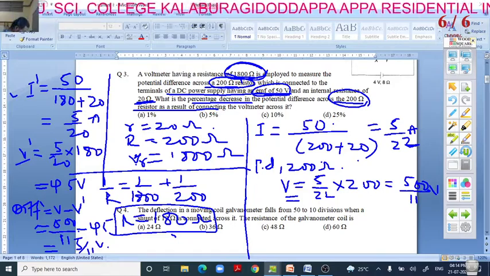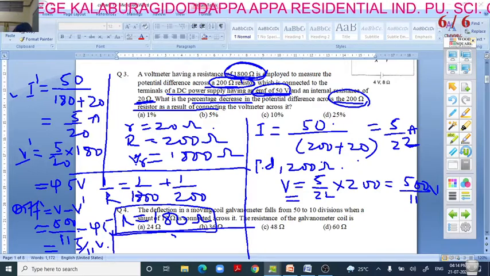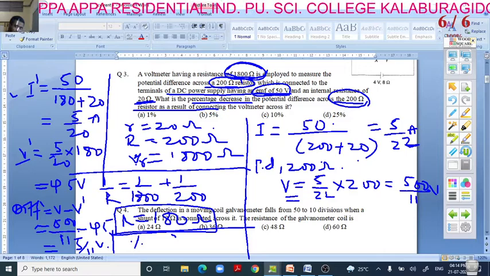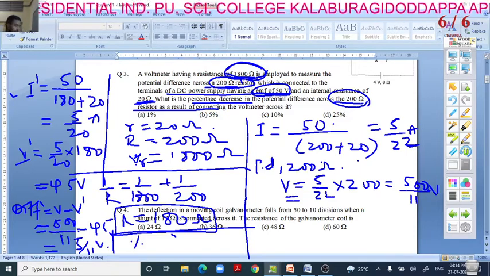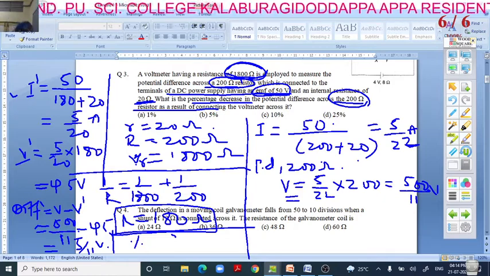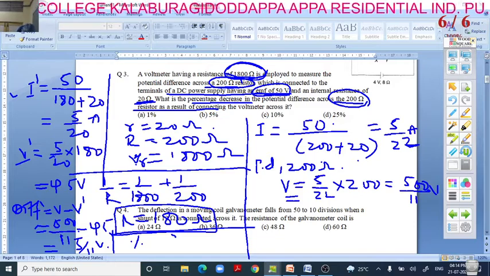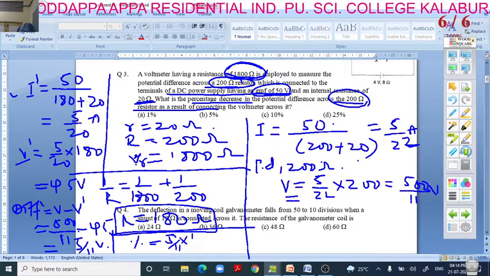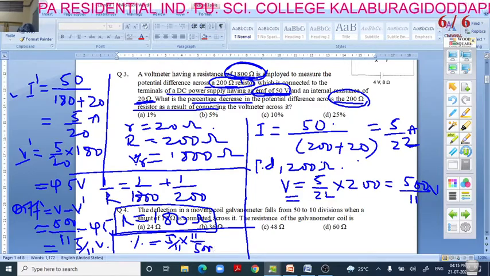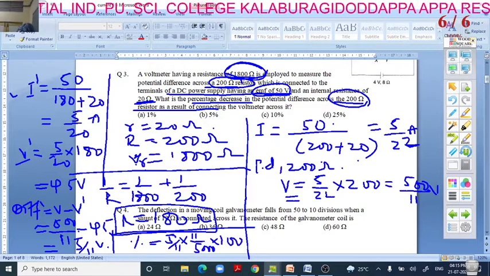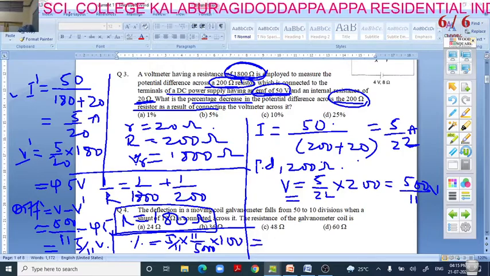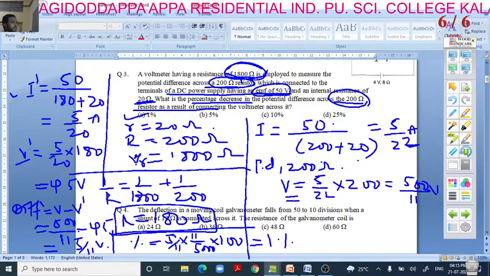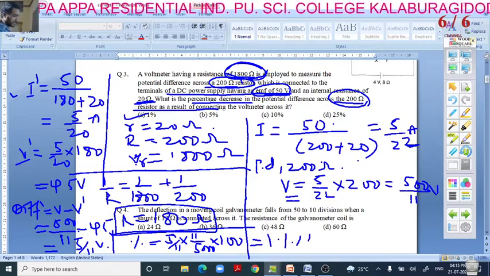Now the percentage decrease in the potential difference. To find the percentage, the percentage decrease in the potential difference is equal to 5 divided by 11 into 11 divided by 500 into 100 percent. So that is equal to 1%, your answer. You can also check whether it becomes 1% or not. So here we got 1%, right?